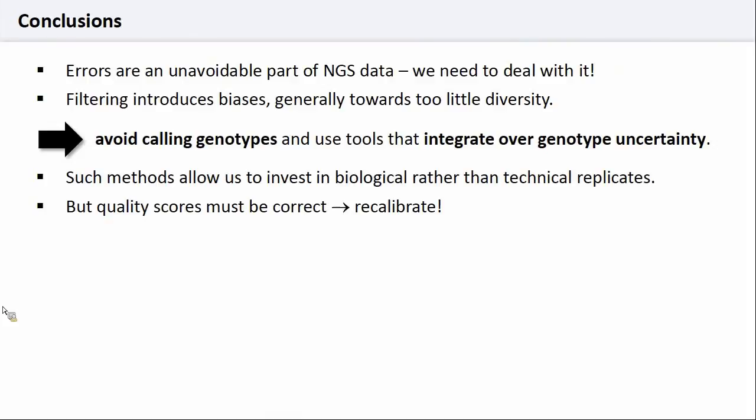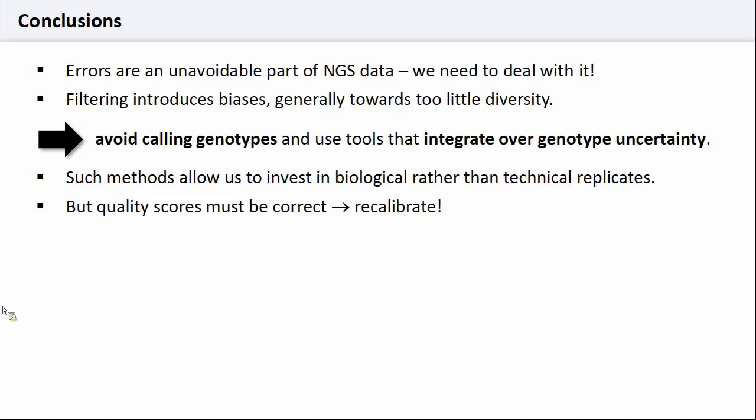Okay, so let me sum up some conclusions. First, some general conclusions that I think we can learn from working with this type of data and apply maybe to other data. So first of all, errors are an unavoidable part of NGS data. All of you working with NGS data know that, and we have to find a way to deal with it. Just ignoring it seems not to be a very clever strategy, as we've seen at least in this case. Filtering introduces a lot of biases, and if you're interested in genetic diversity, it usually introduces a bias towards too little diversity. If we're only willing to accept heterozygous sites or alternative sites where we're really sure, it means we have too few of them and we can underestimate our diversity.